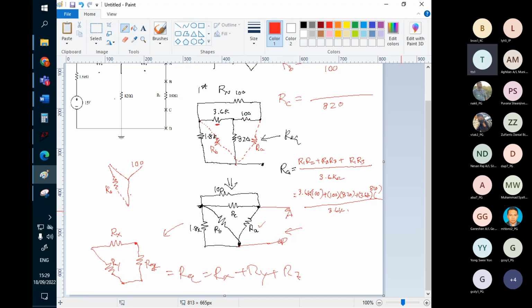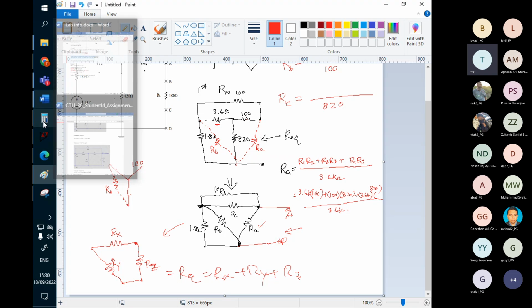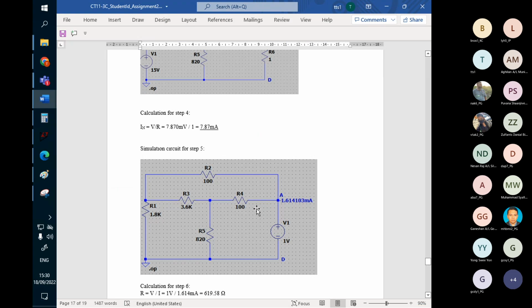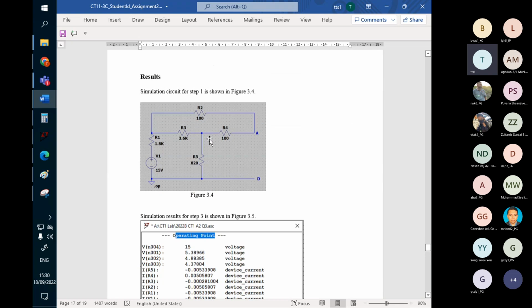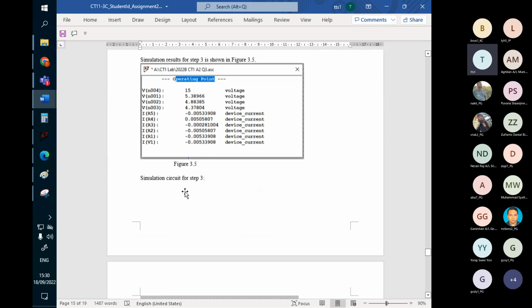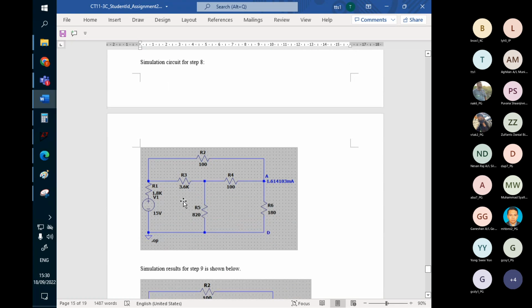This is what I remember. I'm sure this is still applicable. So you can go ahead and try it, and see whether you can come up with something matching the simulation result. That is 619 ohm.